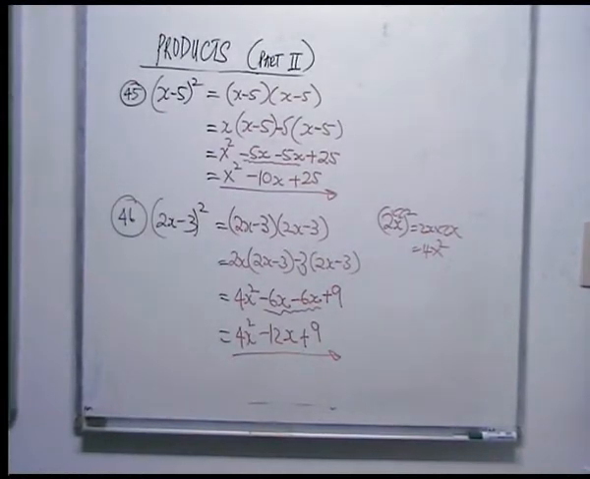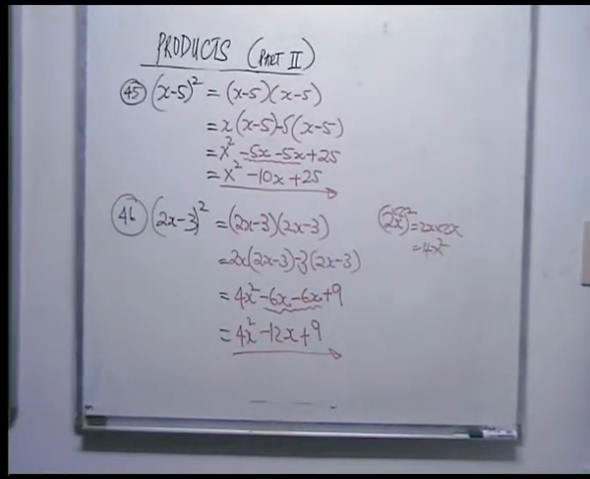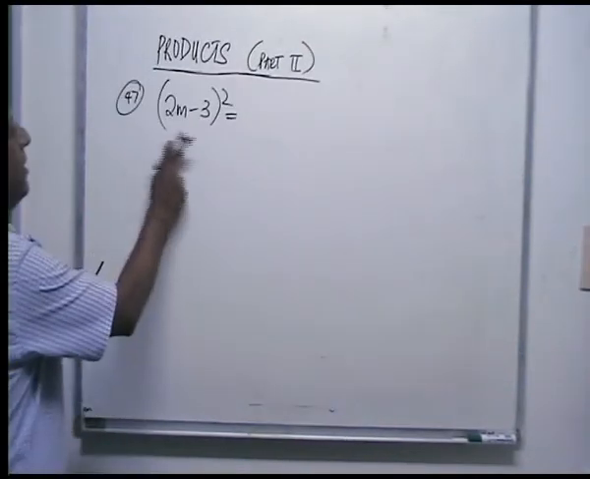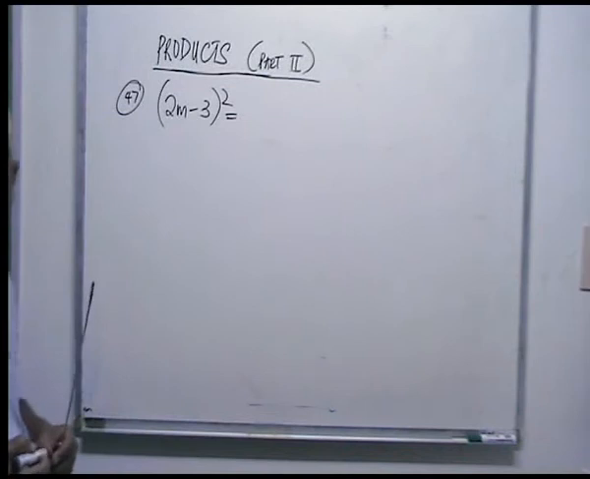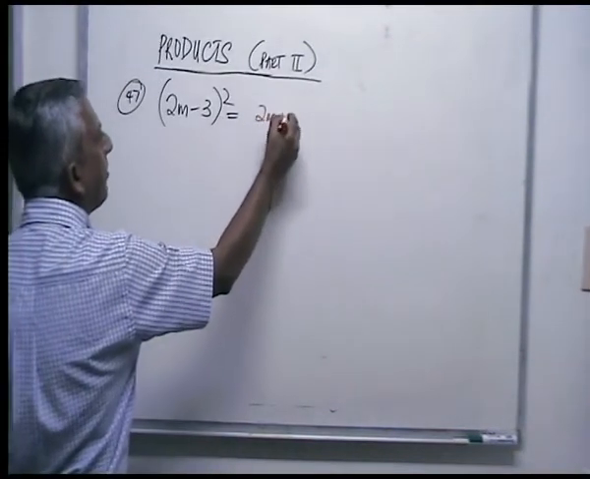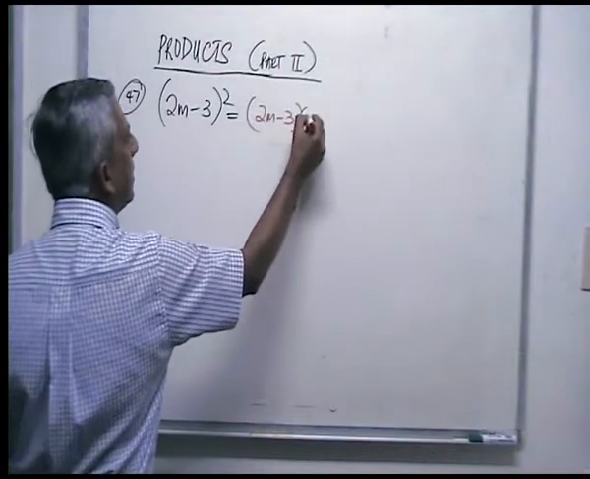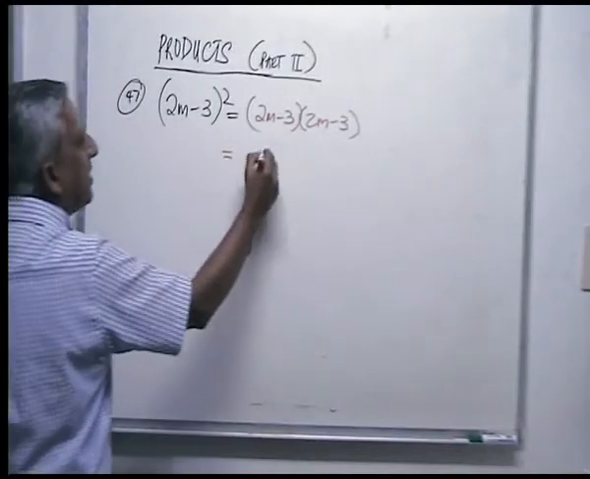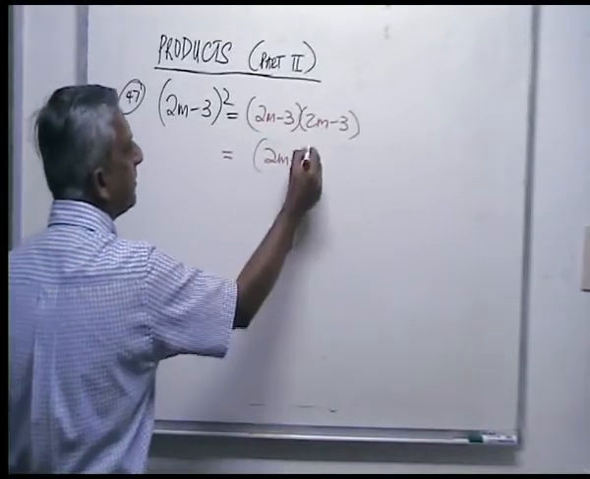And we have one more to do for you on squaring a binomial. That's number 47. Alright, you can mark your work, and then we'll move on. So here's number 47. 2m minus 3 all squared, and you can complete that, and I'll mark it for you shortly. Alright, so you wrote 2m minus 3 into 2m minus 3. Then you have to write the second bracket 2 times.